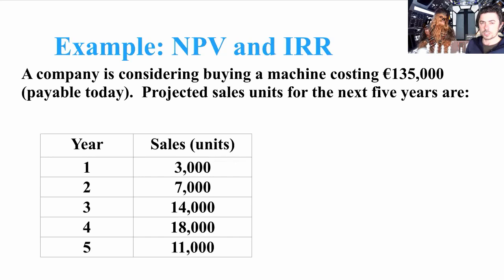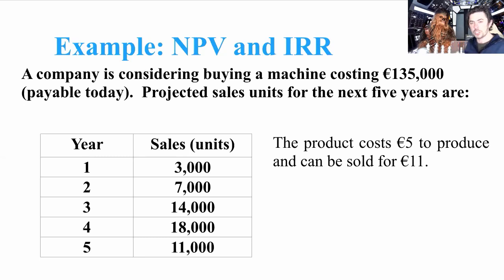The company is considering buying a machine costing €135,000. So you'll notice that in the previous question, I already had built in a negative outflow of 70,000 in there. So again, you'll get a chance later on to make a comparison between the two, and I'll separate these two parts out into 2 videos for you.